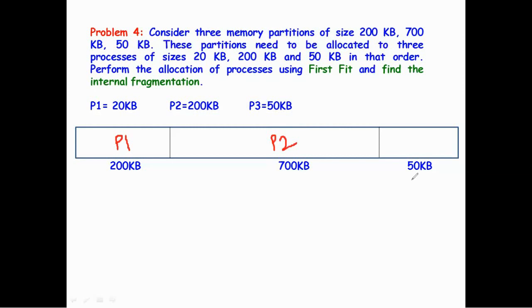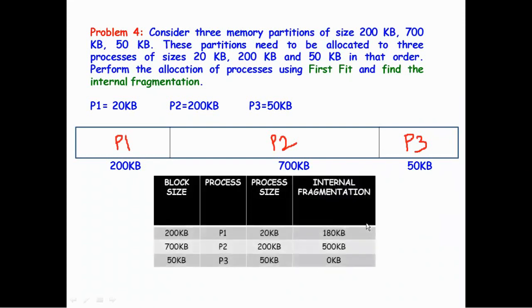And at last, P3 is equal to 50 KB. The algorithm scans. So the only available partition is 50 KB. Here the rule is satisfied. 50 KB is equal to 50 KB. So P3 will be accommodated here. This is how the memory partitions are allocated to the given processes using first fit algorithm. We need to compute internal fragmentation now.